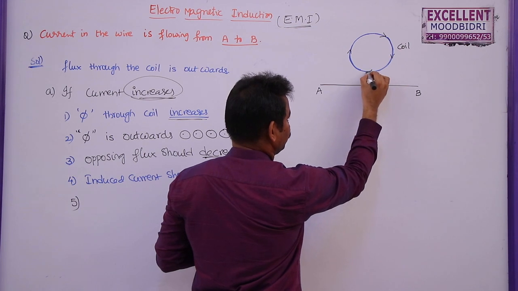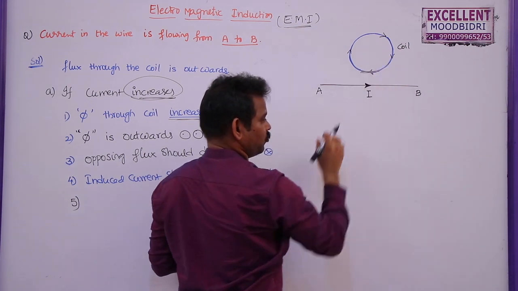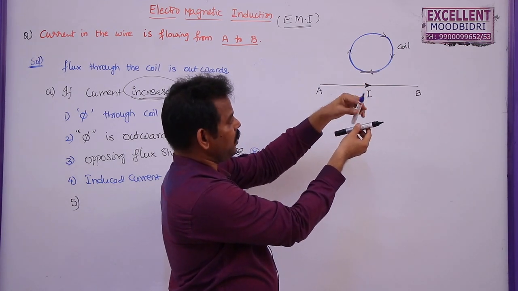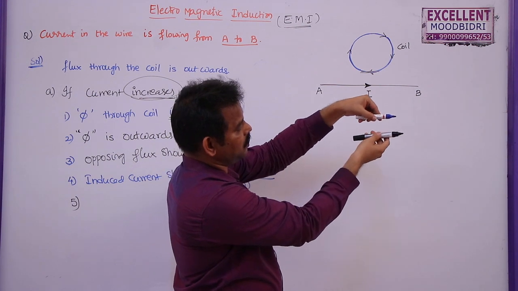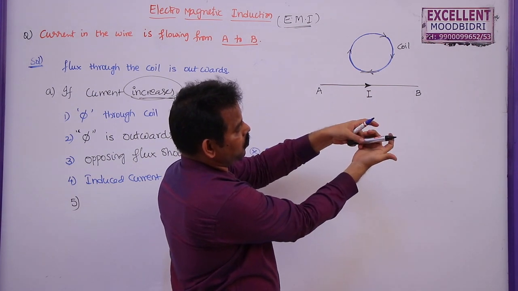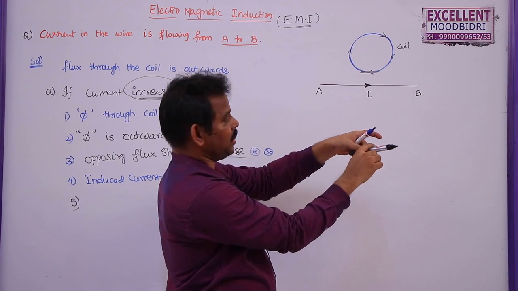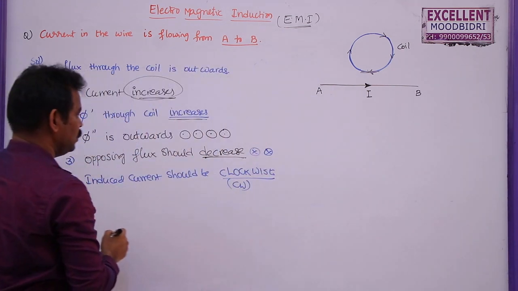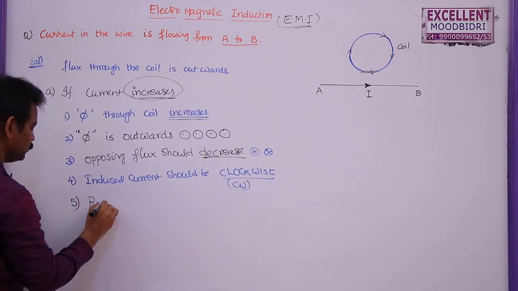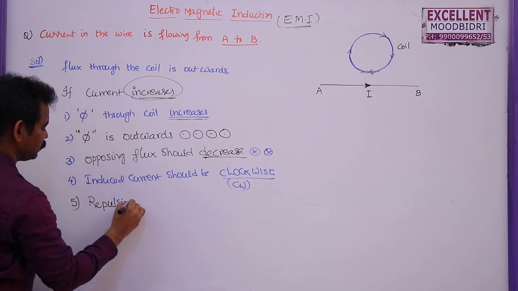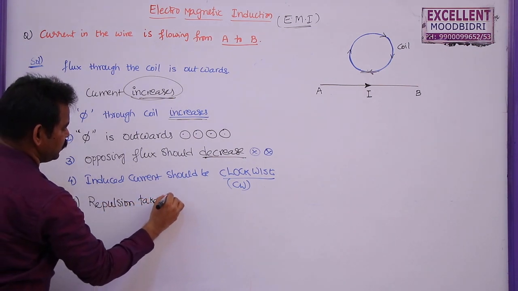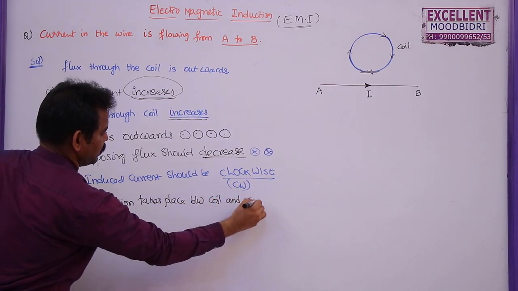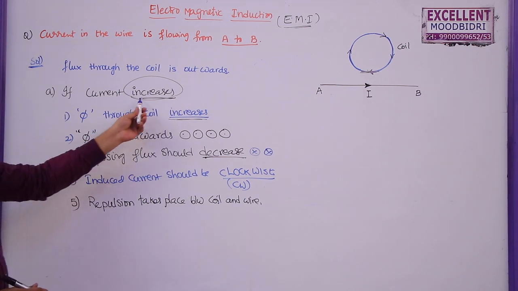As these two currents are flowing parallel to each other for some portion, two current carrying conductors carrying current in the same direction attract: the magnetic field due to this one will be outwards, the magnetic field due to this one is inwards, these two attract. But here, as the currents are opposite, these two repel each other. So repulsion takes place between coil and wire in this case. So these are the 5 points when the current is increasing.